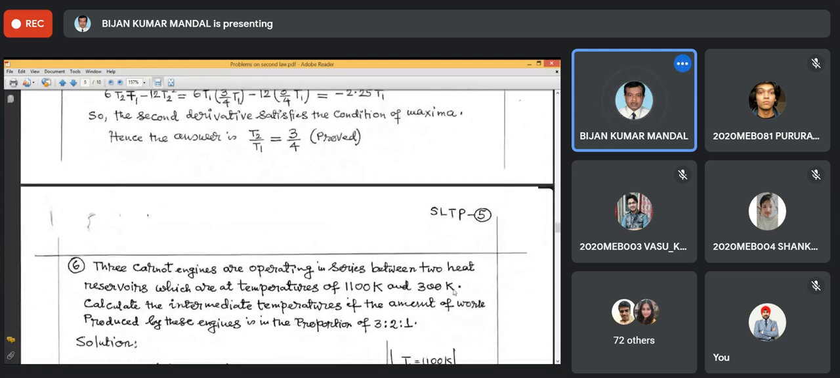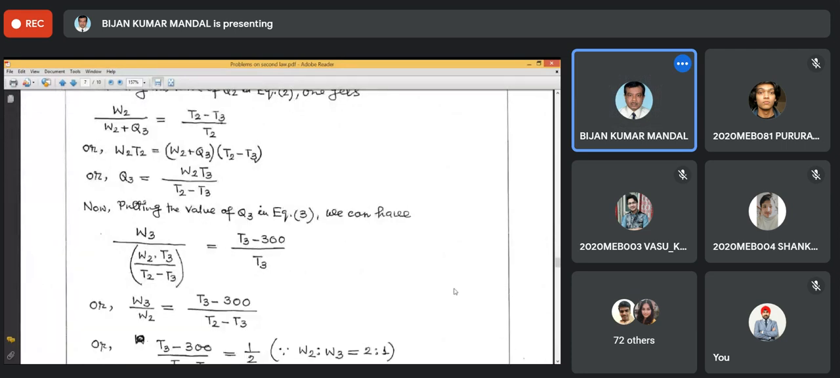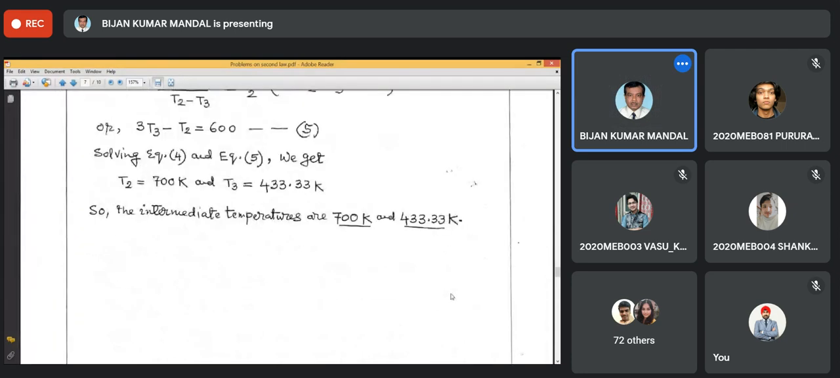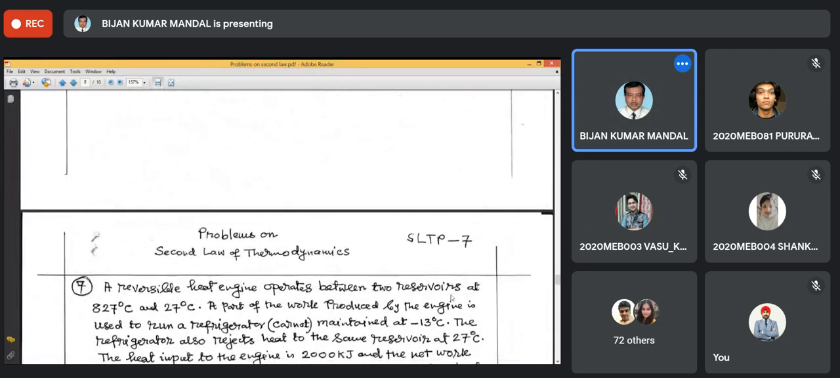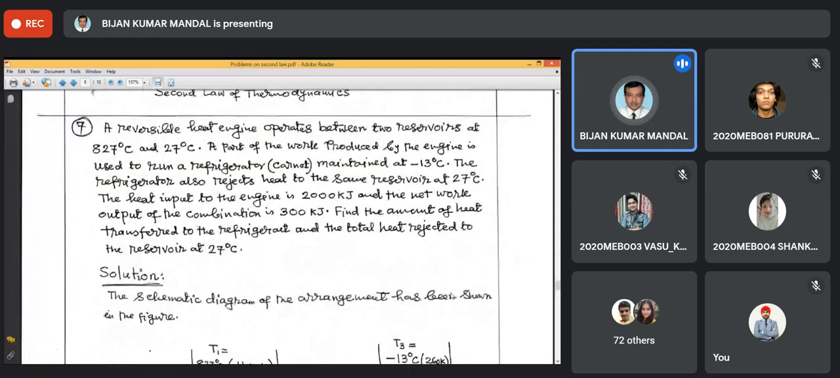Okay, now we will not go to that. So let us see this. Now let us see 3 Carnot. Should we go for 3 initially? Okay, let us go for this.